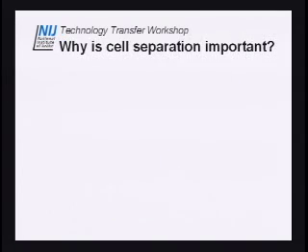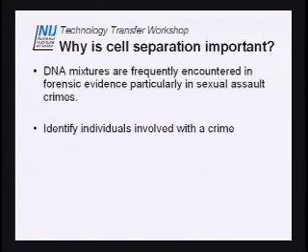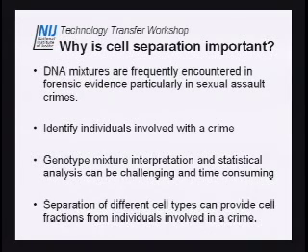Okay, so why are we here? We're talking about cell separation. Just to review, DNA mixtures are frequently encountered in forensic evidence, particularly in sexual assault crimes, and the idea is that we want to identify the individuals involved in the crime. Genotype mixture interpretation and statistical analysis can be challenging and time-consuming when we have DNA mixtures in a sample. So the separation of the different cell types can provide cell fractions from individuals involved in a crime. So we want to do separation.